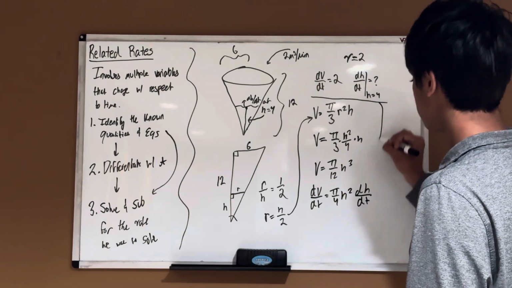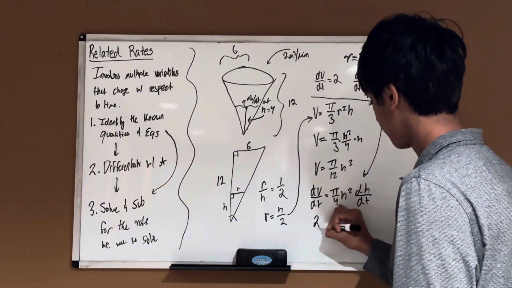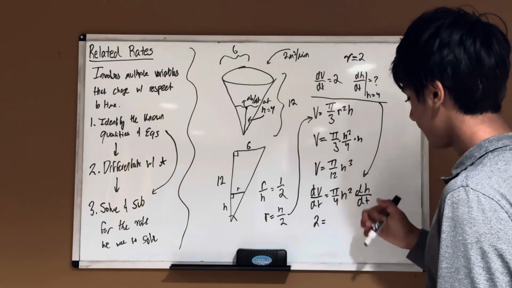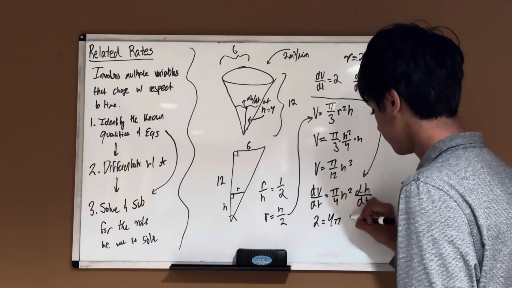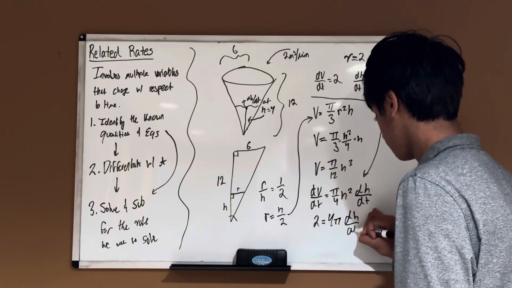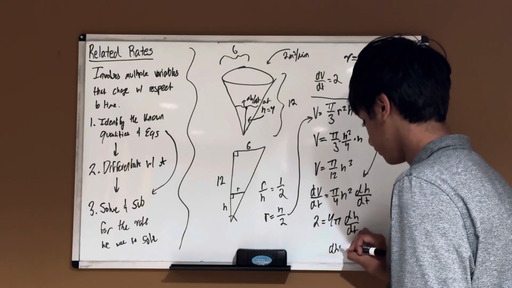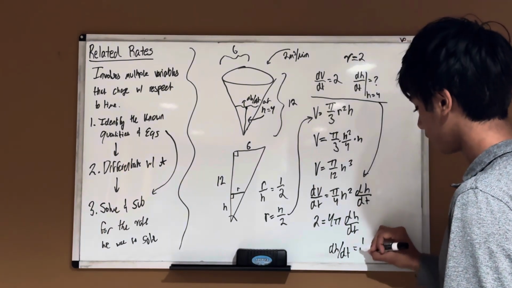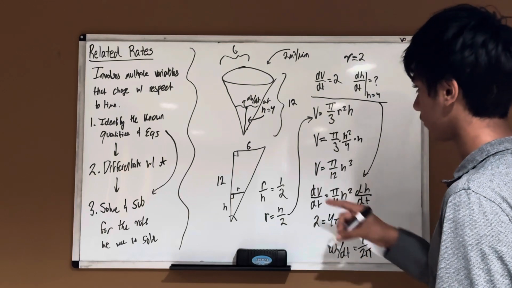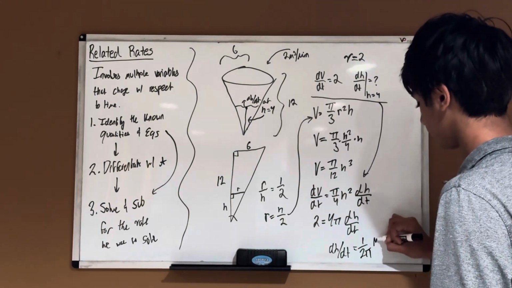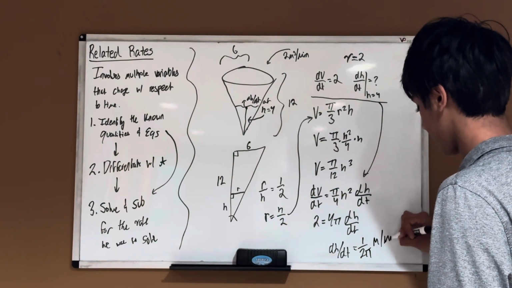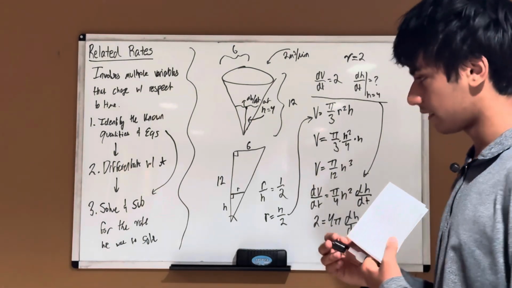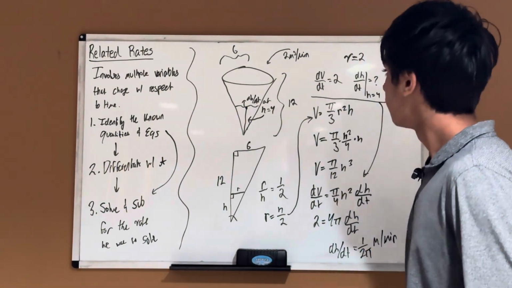Plug in our known values. We know that dV/dt is 2. h squared is 16. 16 divided by 4 is 4 pi dh/dt. And so our final answer, dh/dt, is equal to 1 over 2 pi. Units are meters per minute. And that was our challenging related rates problem.